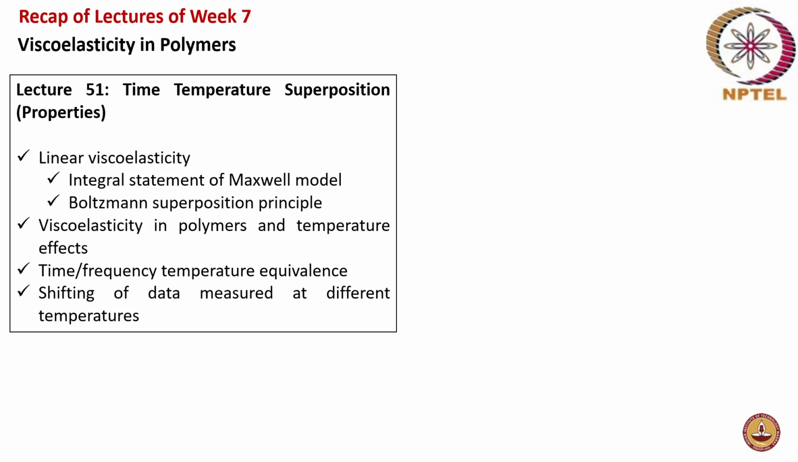And lecture 51 was on time temperature superposition. So linear viscoelasticity. Only in the linear region can you have this time temperature superposition, right? The Boltzmann superposition principle was discussed, and the viscoelasticity in polymers and their temperature effects, and time temperature equivalence, and how you shift the data, because you cannot practically test for a very long time, so you do it at much more stringent conditions, and then you shift the data and prepare master curves. So these concepts were discussed in lecture 51.